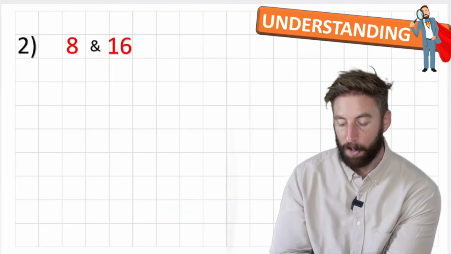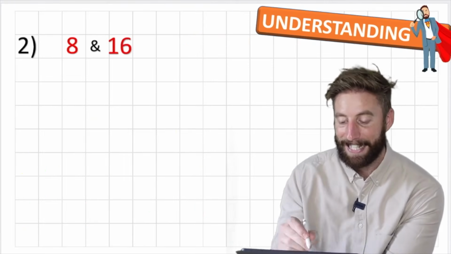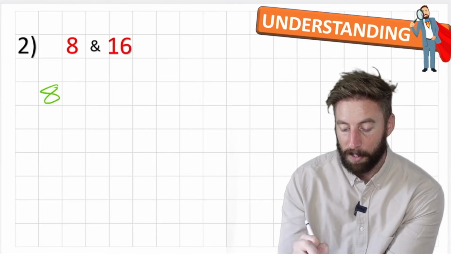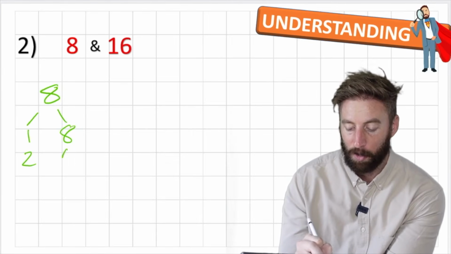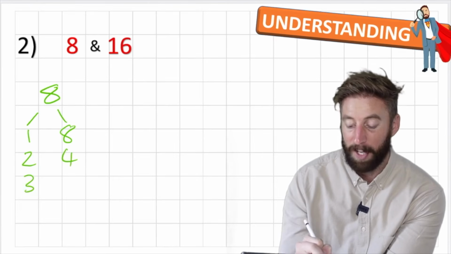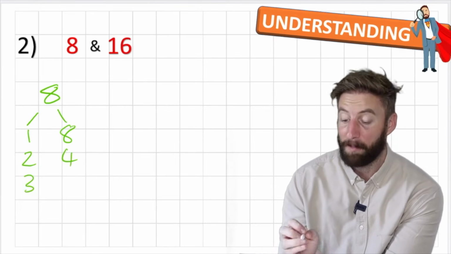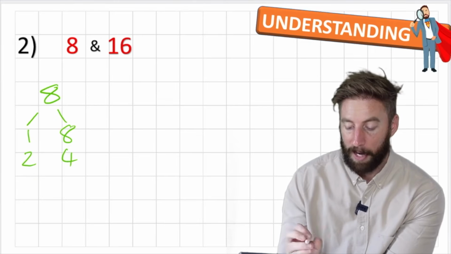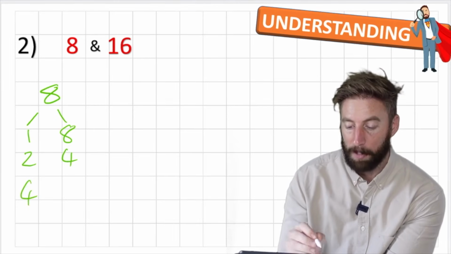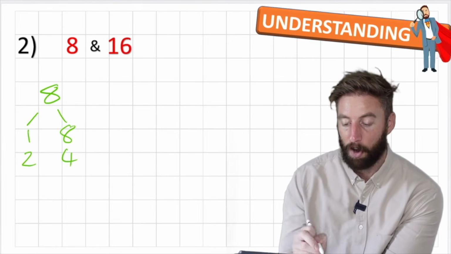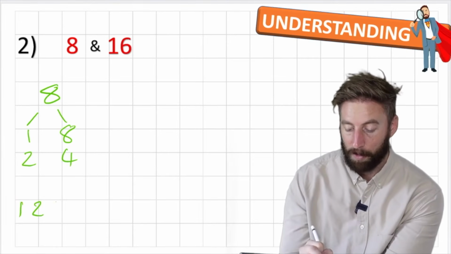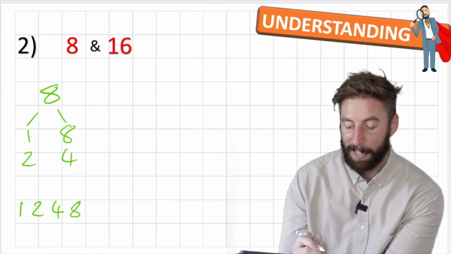Awesome, let's have a look at another question. Let's have a look at 8 and 16. So first of all, let's look for my factors of 8. I have 1 and 8, 2 and 4, 3, no, there's no 3. And if I try and do another 4, I'm just repeating myself, so I don't need to do that either. So here are my factors of 8. 1, 2, 4, and 8.